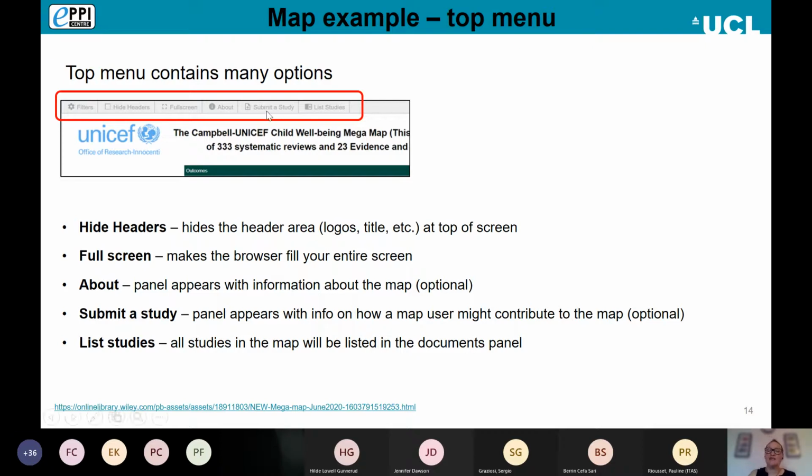You can also include information for people on how they could get in touch with you to submit a study to be considered for inclusion in your evidence gap map. That information, again, is optional, but if you did put that in, it would be under this Submit a Study button here within the menu. And then the list studies in this particular map will list all of the studies that were included, and there were 333 systematic reviews and 23 evidence gap maps included in this particular one. And so they will be displayed then.